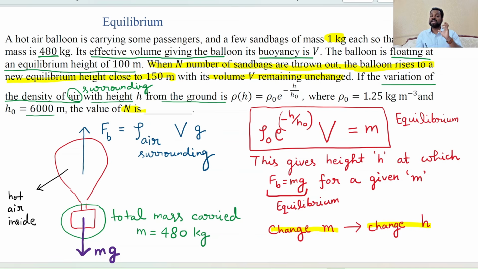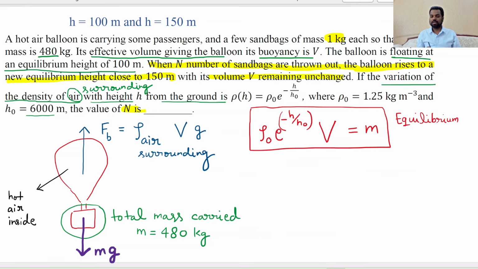So let us do it at height 100 and then height 150 meter. At h equal to 100 meter, I'll write rho naught e to power minus 100 divided by h naught, where h naught is 6000, but I will just leave it as h naught, and we can put the value later. Times V equal to m, which is 480 kilogram, like we can see here.